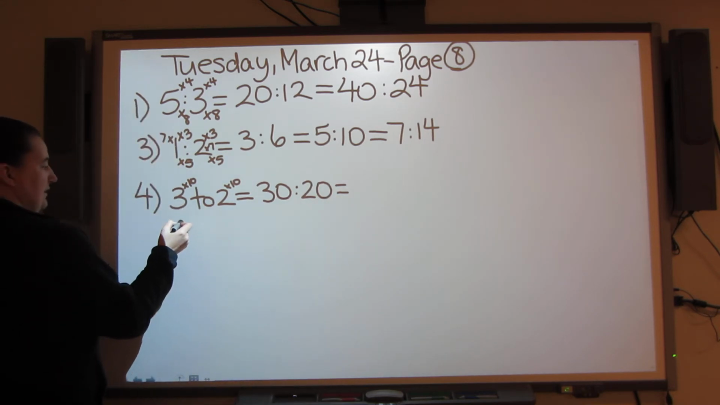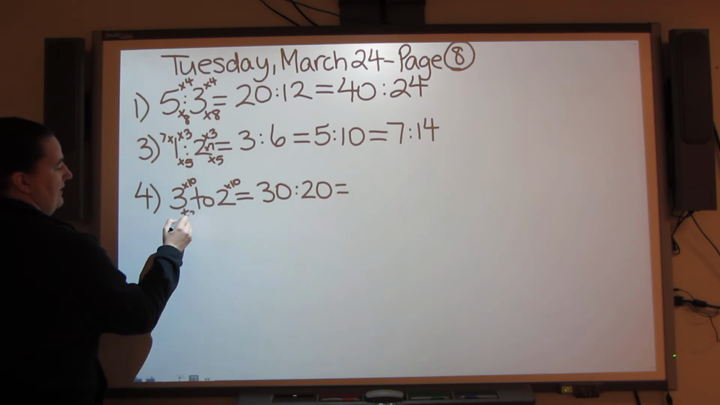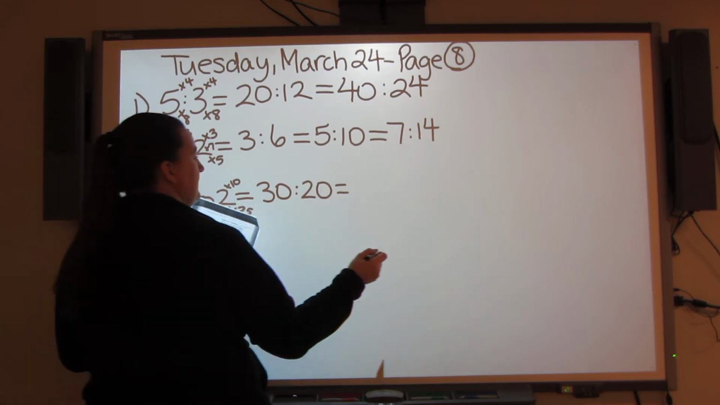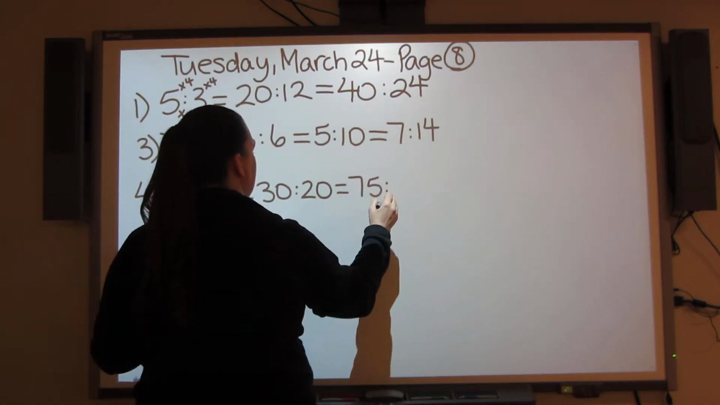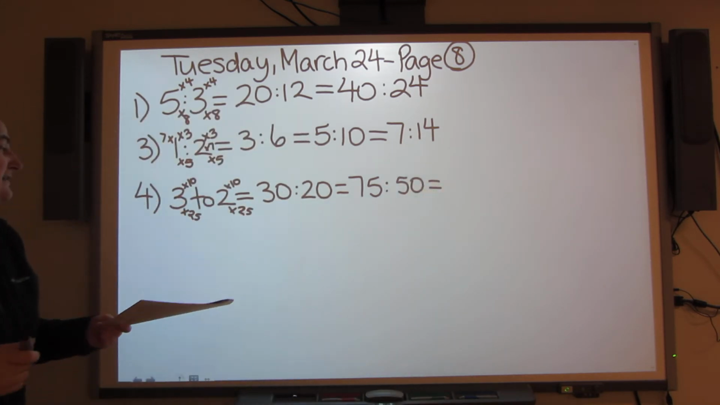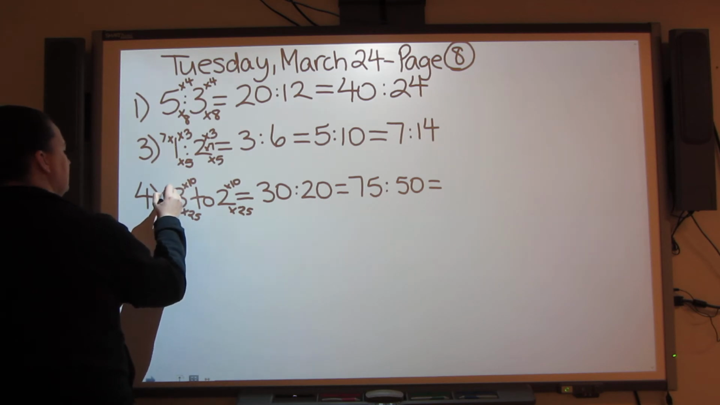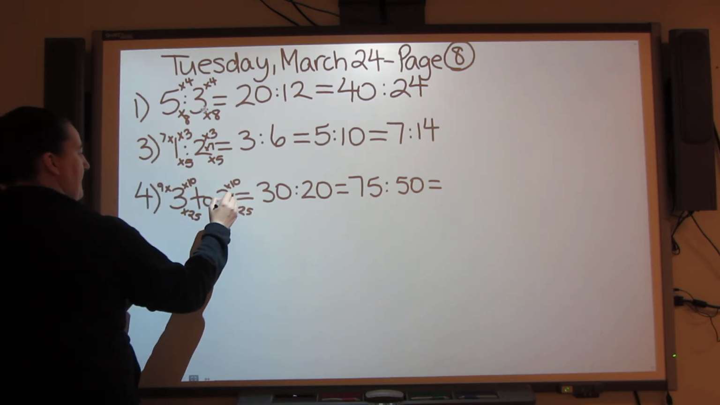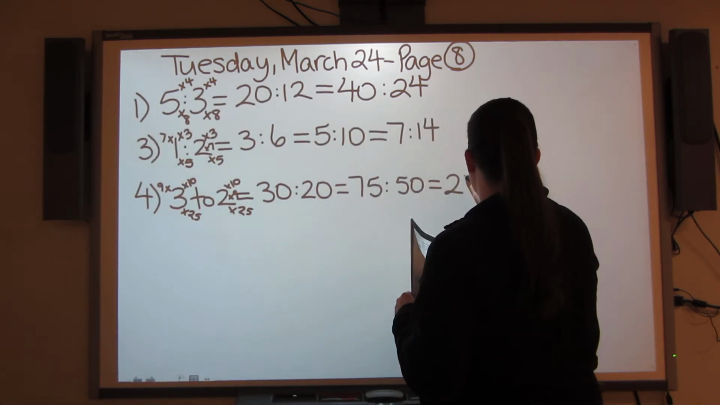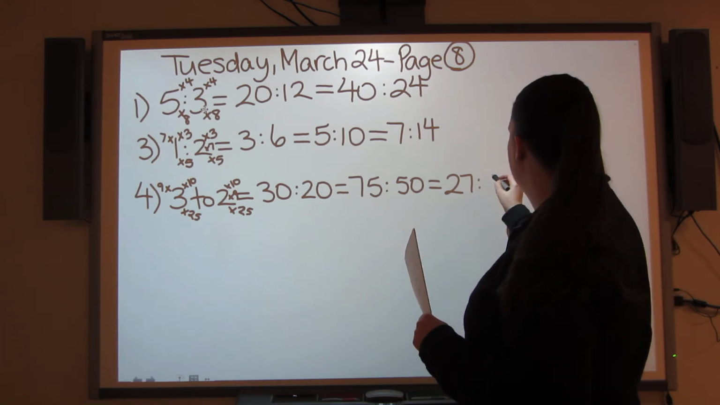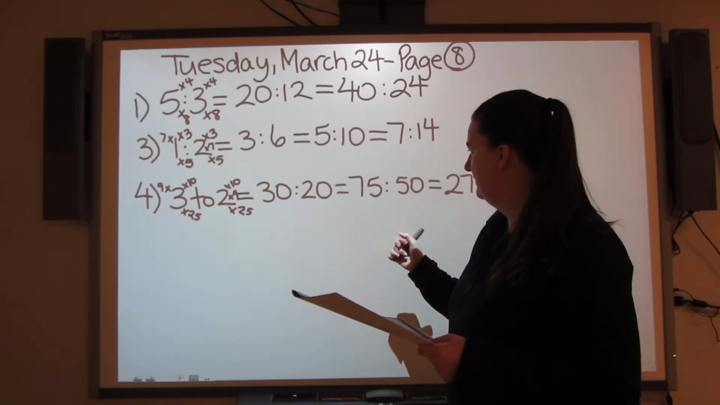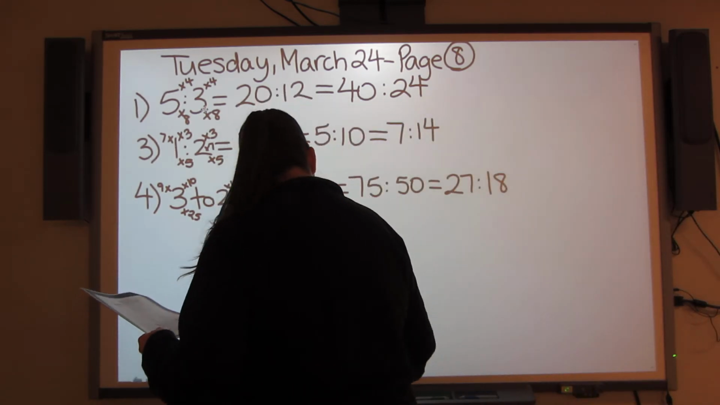And then I'm going to use 25. 3 times 25 is 75. 2 times 25 is 50. And last but not least, I'm going to use 9. 3 times 9 is 27. 2 times 9 is 18. So again, I've got the ratio, oops, I did not do what they asked me to do.